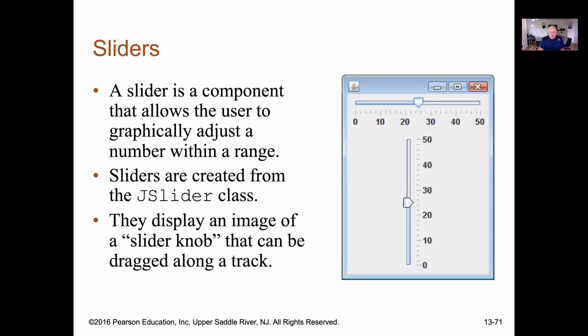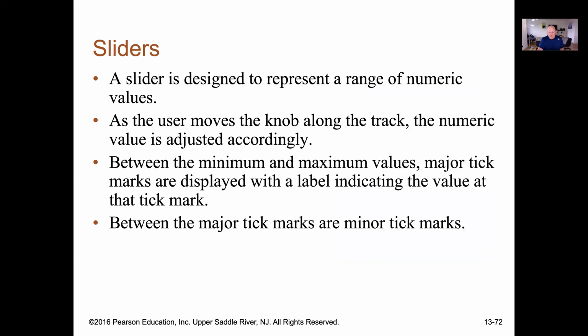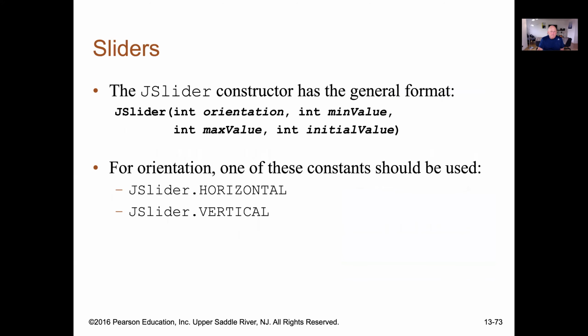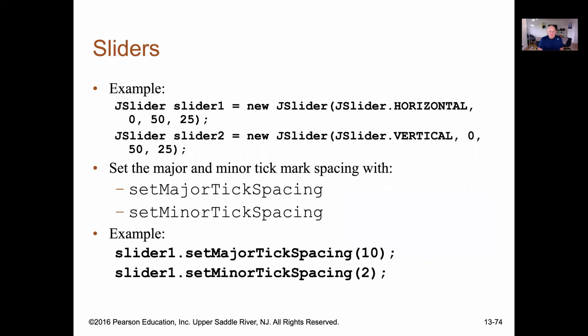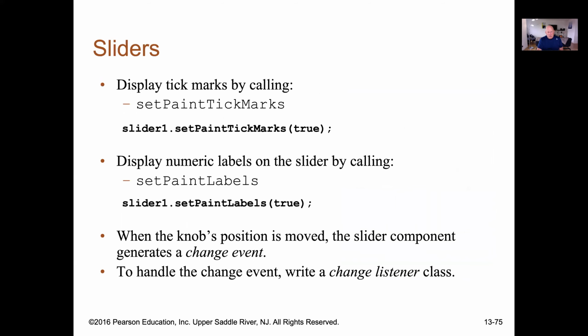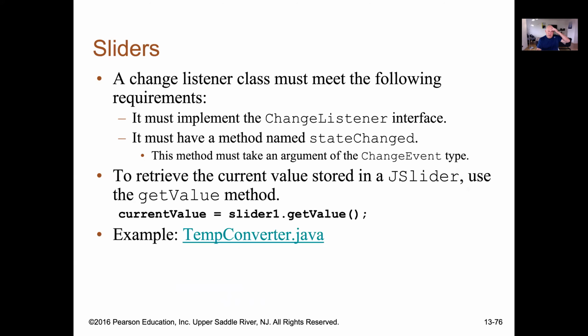A slider is a component that allows the user to graphically adjust a number within a range. They are created by the JSlider class, and they display an image of a slider knob that can be dragged along a track. The JSlider constructor has the general format of JSlider, int orientation, int min value, int max value, int initial value. More about sliders. I don't use too many sliders.